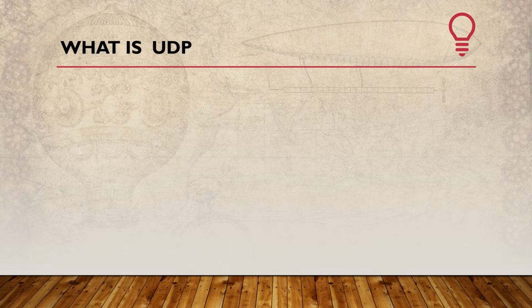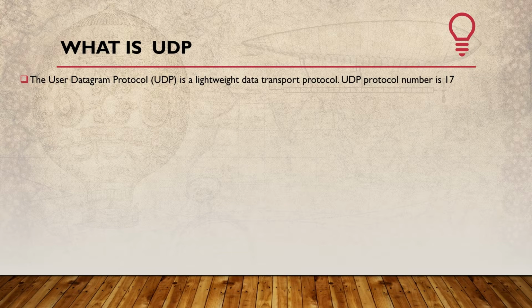Now we'll discuss what is UDP. UDP is the User Datagram Protocol, which is a lightweight data transport protocol. The UDP protocol number is 17. The protocol number for TCP is 6, and for UDP it is 17.